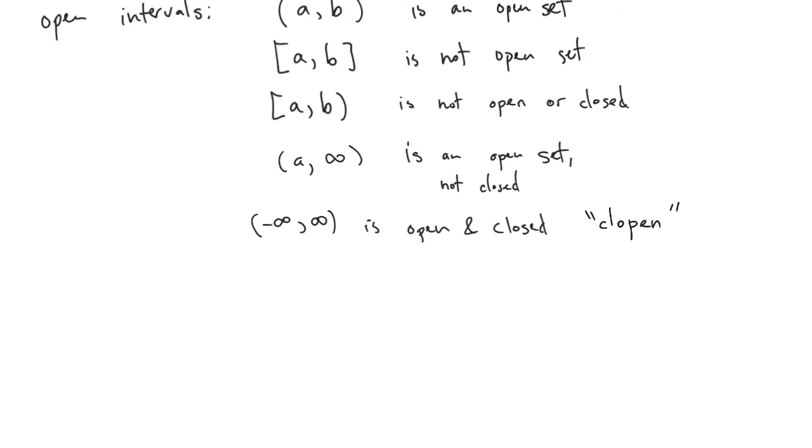Clopen. Yeah, people really say that. Clopen, it means closed and open, all right? It turns out the entire real number line is both a closed set and also an open set. It is possible to be both.